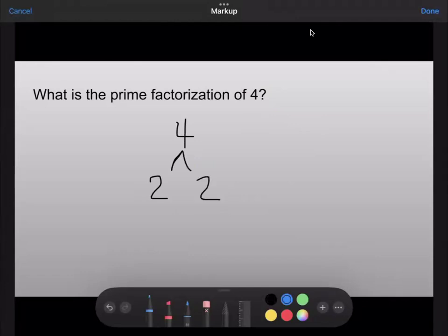And I know that 2 is a prime number because the only way to multiply and get 2 is to do 1 times 2. So I'm going to circle both of those as prime. And I have no more numbers to bring down. So that means I'm finished with the prime factorization. I just have to rewrite it as 2 times 2 or 2 to the 2nd power.